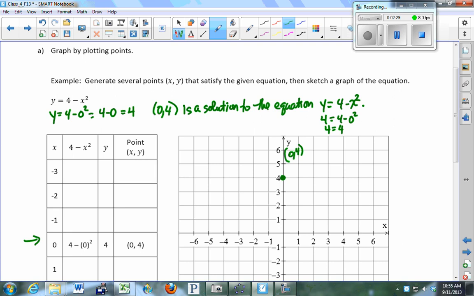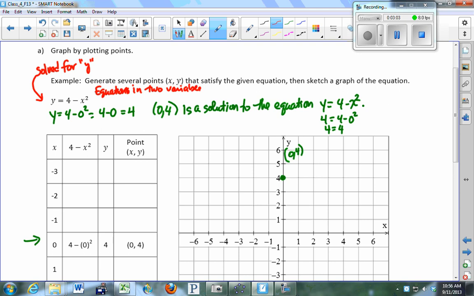Okay, so there is other language that math teachers use all the time, and I just want to make sure you're aware of this. We say that this equation is solved for y, because y is all by itself. It's y equals 4 minus x squared. This equation is also an equation in 2 variables. That's another way we refer to this equation.